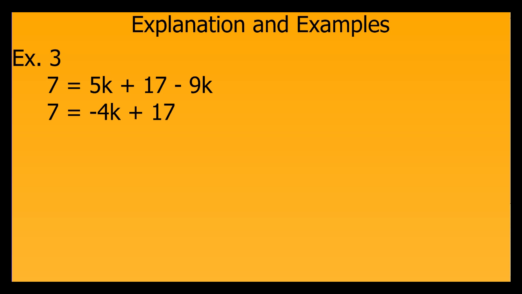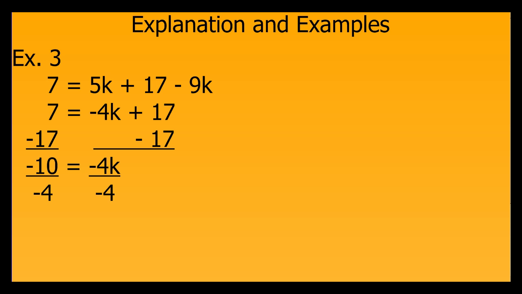Now we look at our variable k and notice that it's been multiplied by negative 4 and then had 17 added to it. We want to do the inverse of adding 17, so we're going to subtract 17. Now we're going to divide by negative 4. When we simplify this, we get 5 halves. You could also write this as 2.5, but typically in algebra we leave our answers as fractions in simplest form.